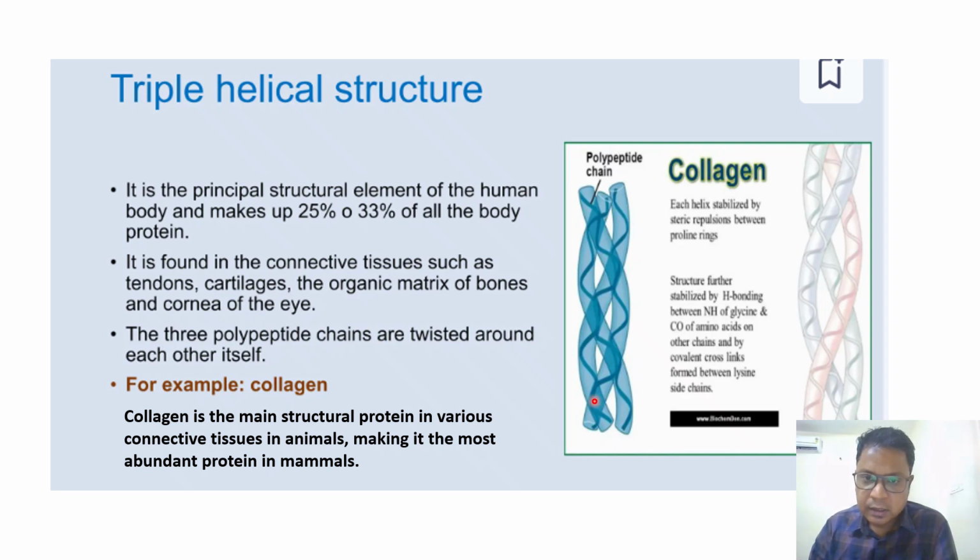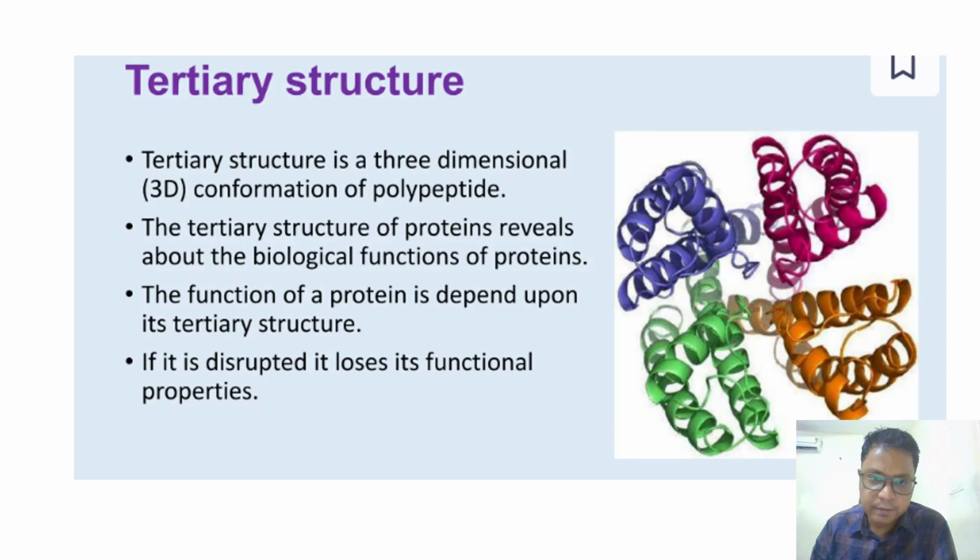So this is the pictorial representation of how collagen is formed. You can see three polypeptide chains making a spiral structure and forming the collagen.